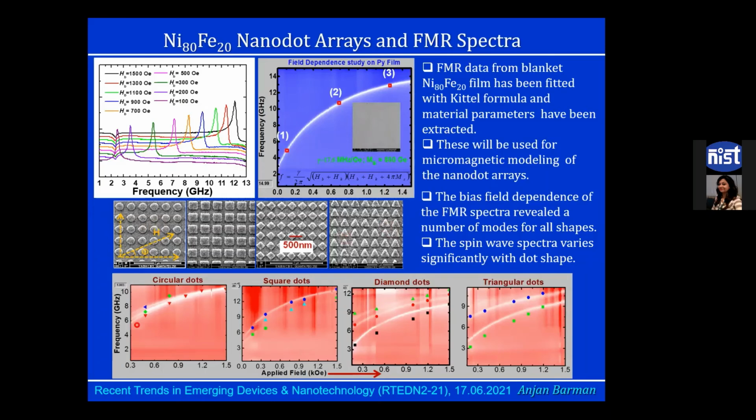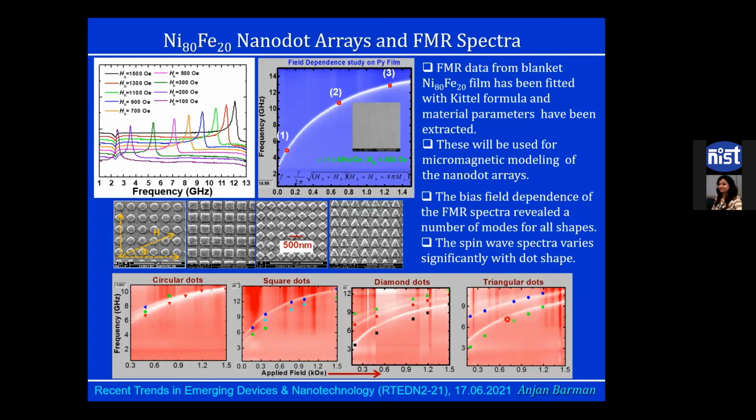So for a circular dot, you can see that at a high field we have a single mode, but when you reduce the field to a low field, they show beautiful mode splitting. And you can see 3 modes appearing here. The square dot nearly always has 2 modes. For the diamond dots, you can see there are 3 modes, and this mode is more prominent. The top 2 modes are not so prominent.